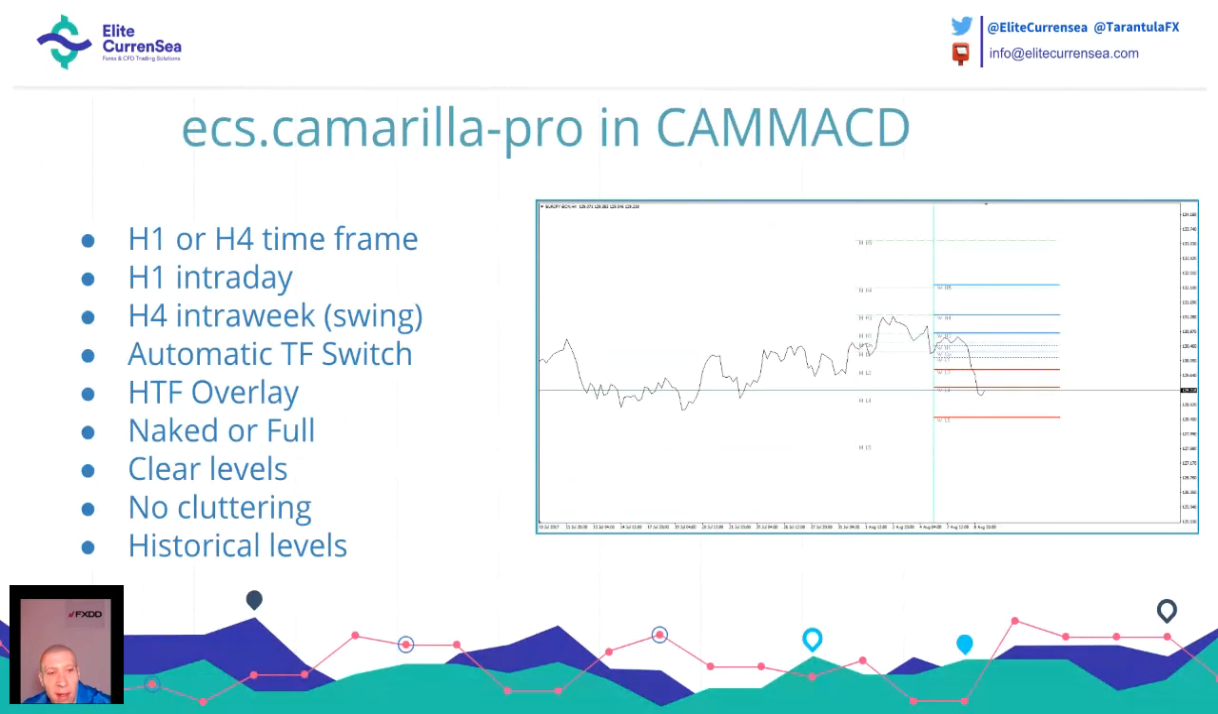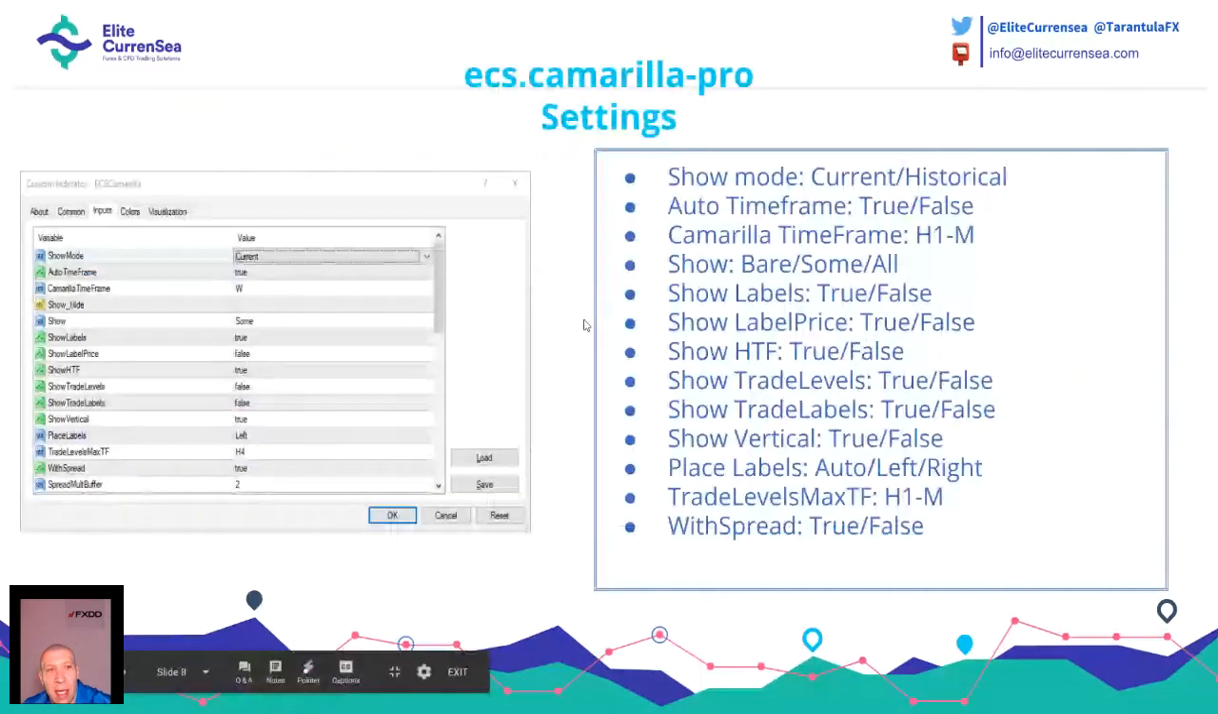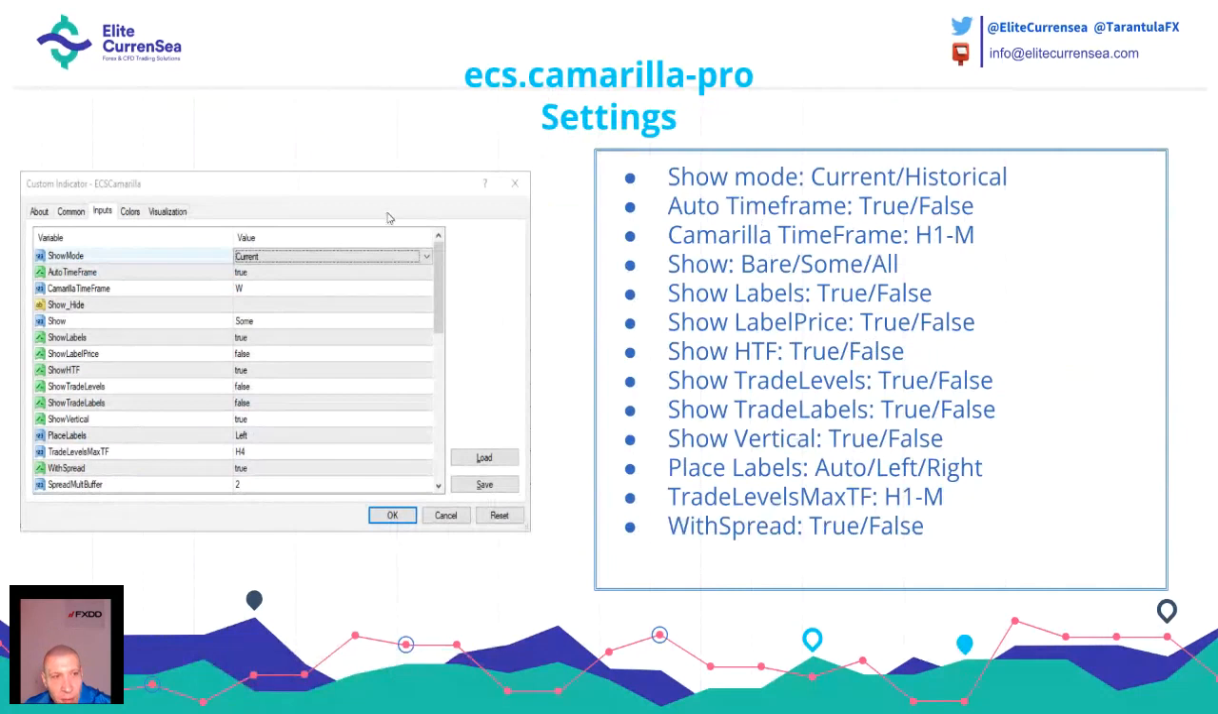It's clear levels, there is no cluttering, and of course Camarilla MACD can also display historical levels. These are settings on the Camarilla.Pro indicator. Show mode shows current and historical levels. Auto time frames shows true and false levels. Camarilla time frames shows 1 hour to monthly time frame. It can show bare, some, or all levels.